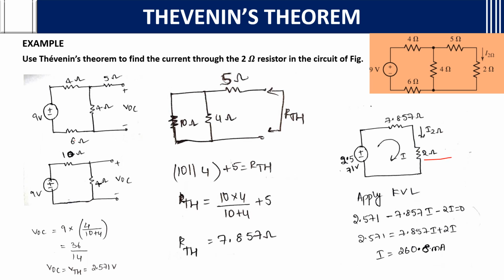So to find the current through this 2 ohms, you apply KVL. As it is only one mesh, it is very easy. 2.571 minus 7.857I minus 2I equals 0. Then you will get I as 260.8 milliamperes. See how easy it is. First remove that resistance, then find the Thevenin's voltage and Thevenin's resistance, then put back the resistance which you have removed, then find the current through that resistance. That's it.